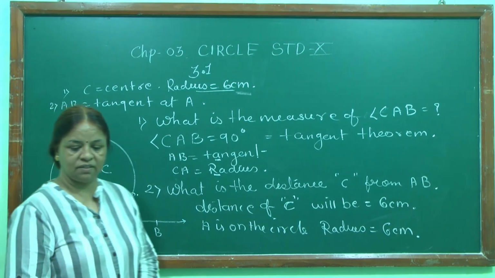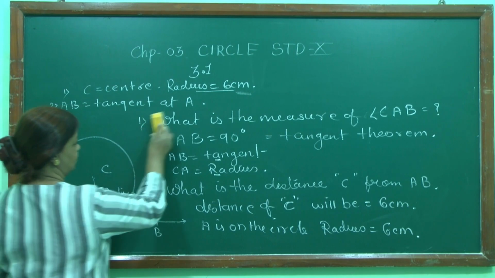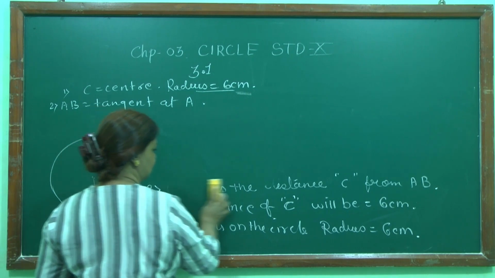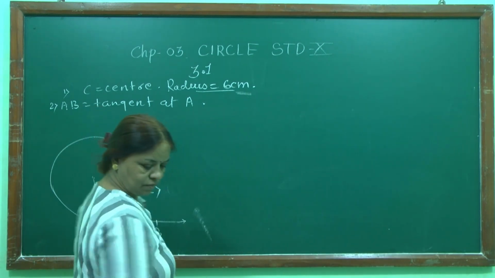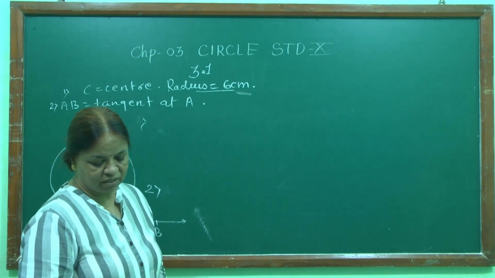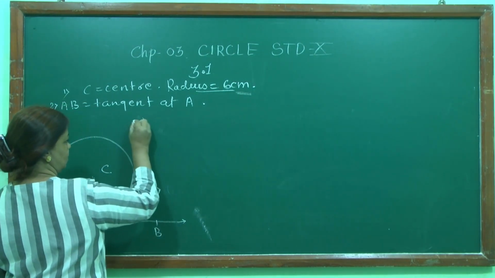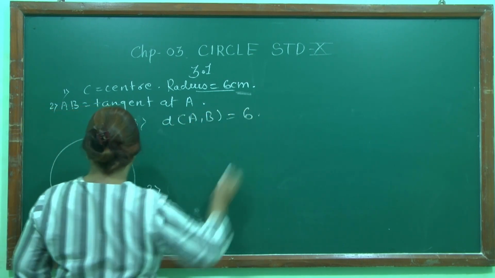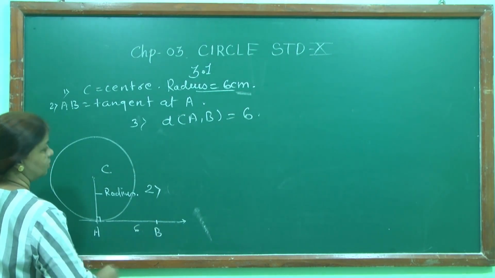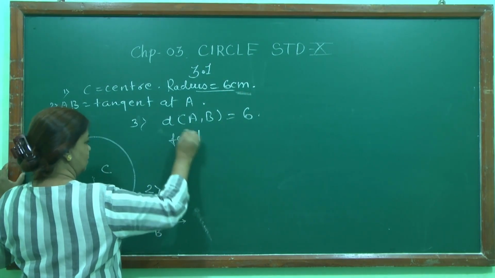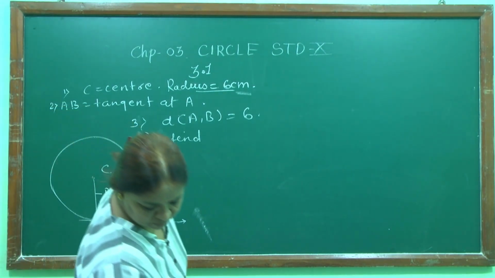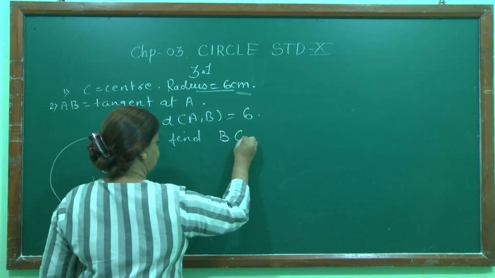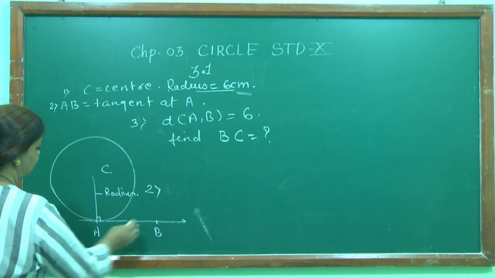Now the next question, the third question. Distance AB is 6, find distance BC. Third question: distance AB is equal to 6, find BC. We need to find BC.